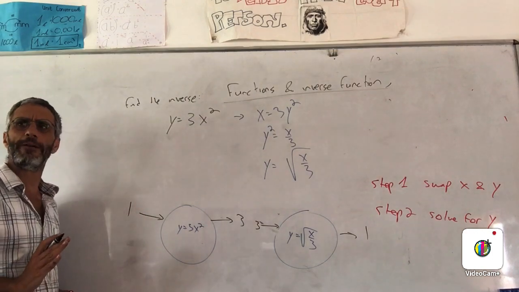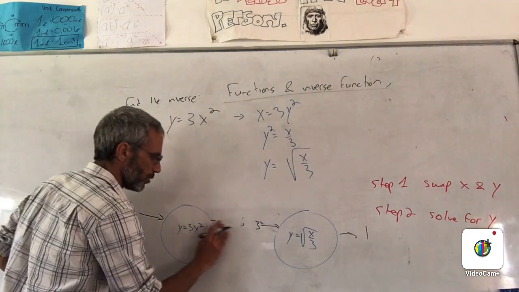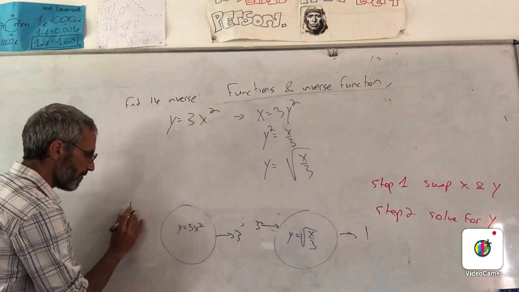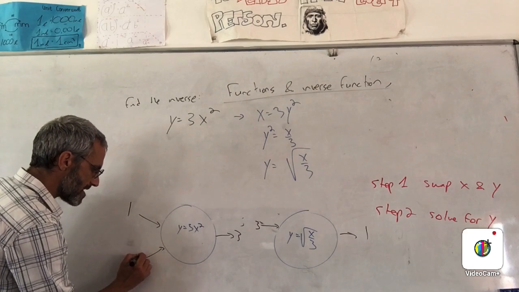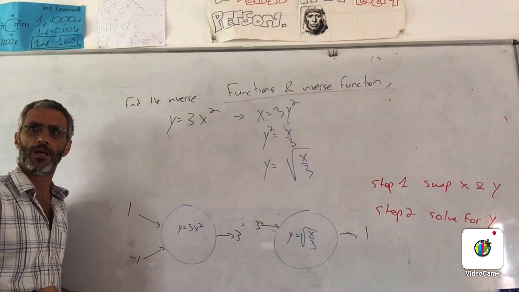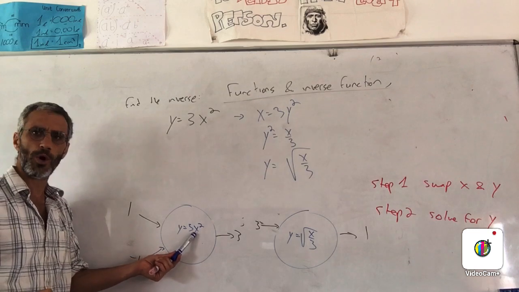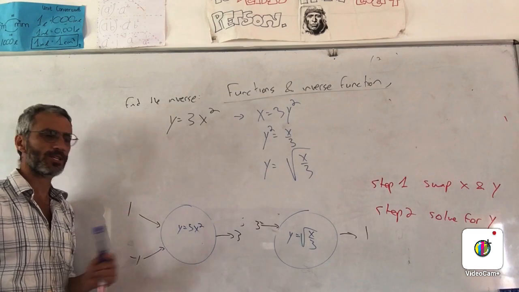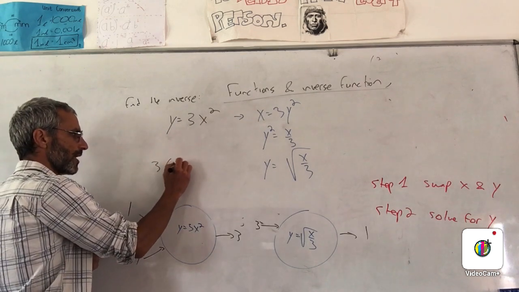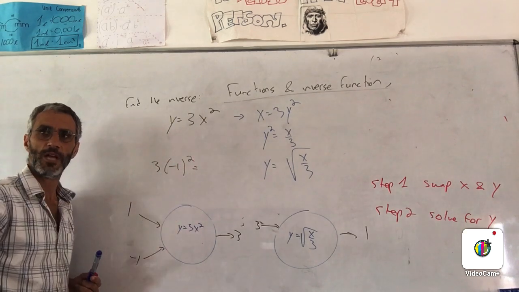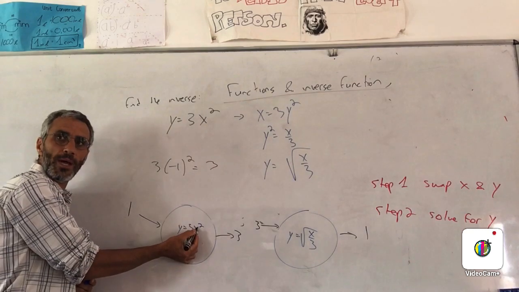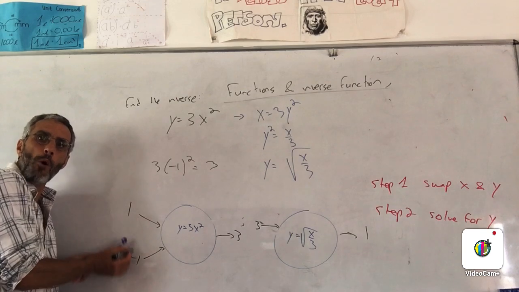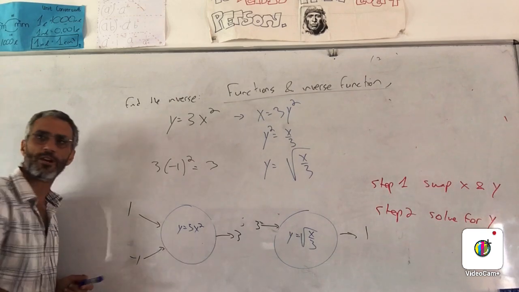But I want to give another input. What if I put in minus 1? What happens if I put minus 1 here? What is 3 times minus 1 squared? How much is that? 3. It's still 3 because the square took that minus and annihilated it. So whether you put 1 or minus 1, your output is 3, right?